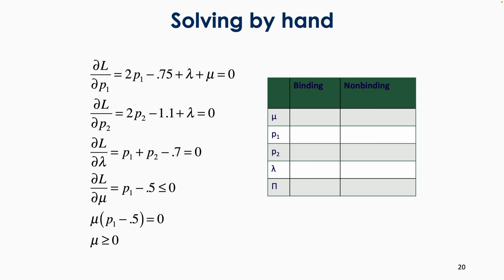Any ideas? What is my objective? To maximize profit. So you will take the values that you solve for, plug them back into your objective function, and one of these is going to be larger than the other. And then that will tell you if the non-binding case versus the binding case gives you more of a profit. Okay?